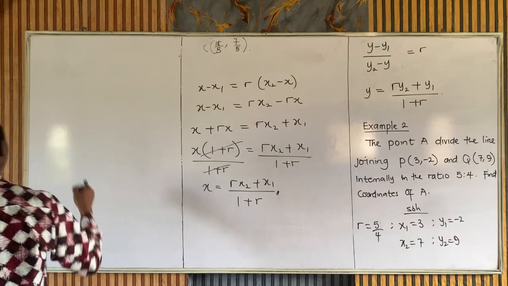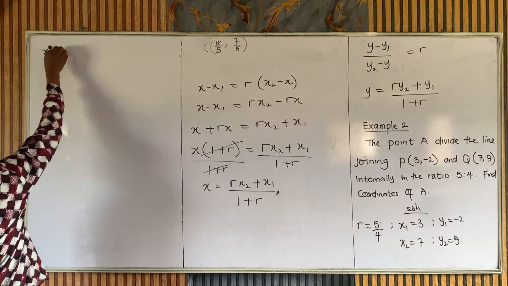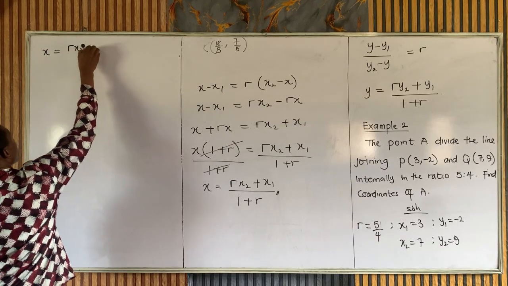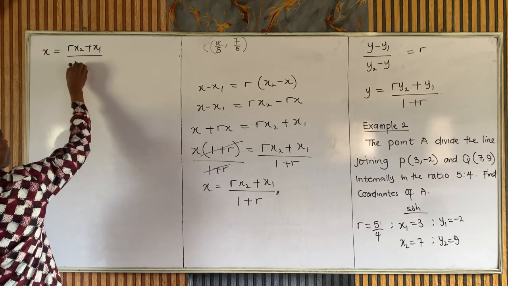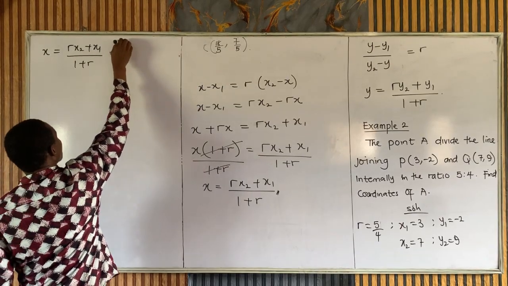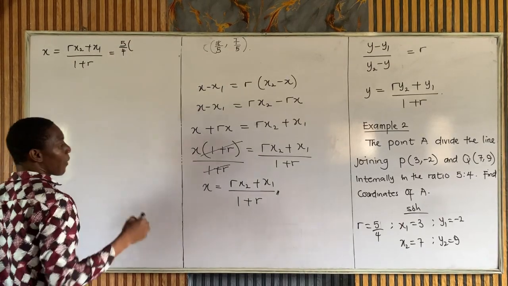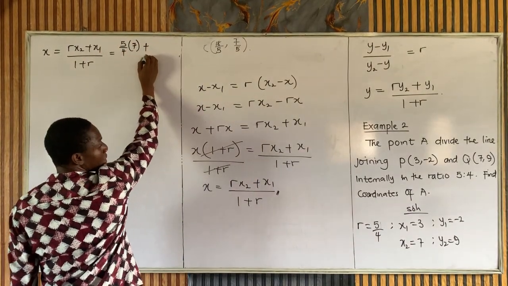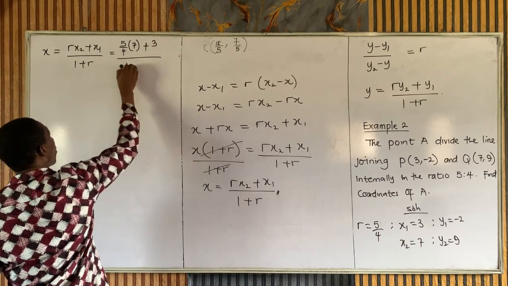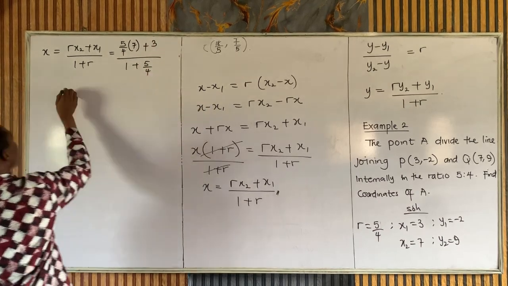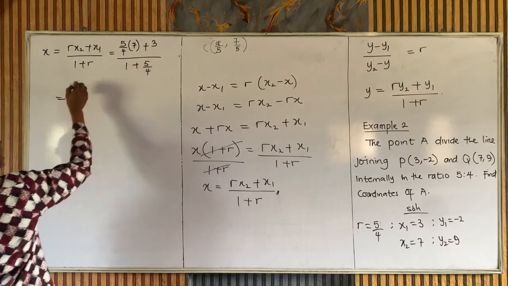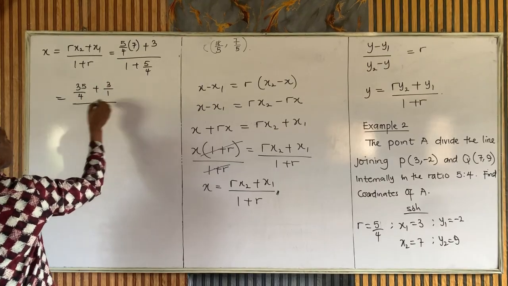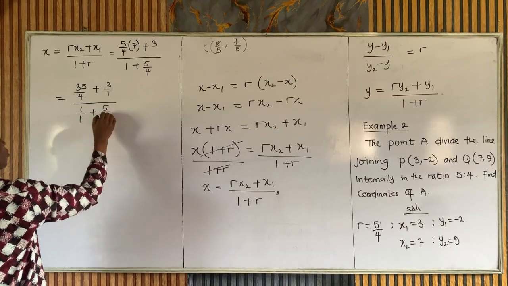Now, to solve this question, to get the coordinate of x, we're going to say this is equal to (r x2 + x1) over (1 + r). That will simply give us our r is 5 over 4 multiplied by our x2, and the x2 is 7, then plus x1, that is 3, all over 1 plus 5 over 4. So this will give us 5 times 7, that's 35 over 4, plus 3 over 1, all over 1 over 1 plus 5 over 4.